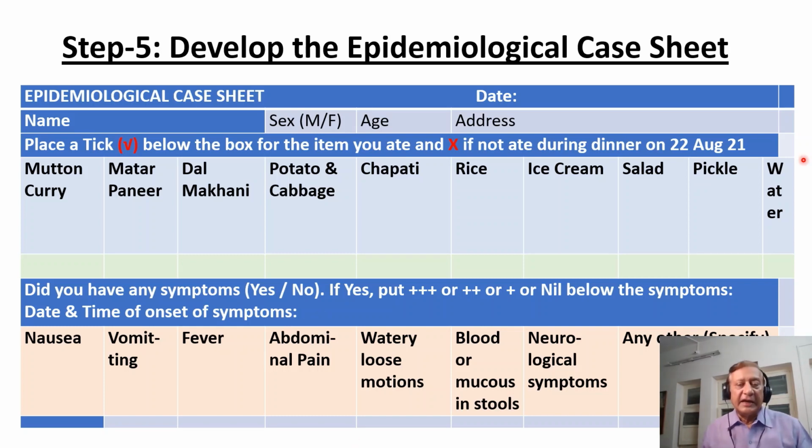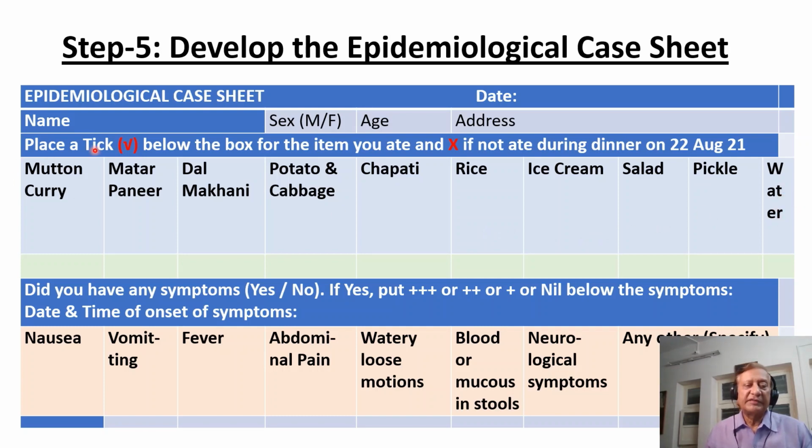So, in our example, the problem we are solving, this would be the format of the epidemiological case sheet. It will have the date on which the data is being collected. It will have the name of the subject being investigated and the personal particulars, and it asks you to place a tick right below the box for the item you ate and a cross if you did not eat that item during the dinner on 22nd of August, that is the meal which we are investigating. And it lists each and every item which was served during that particular meal: mutton curry, matar paneer, dal makhni, potato cabbage, chapati, rice, ice cream, salad, and even pickle and water. Everything is to be included.